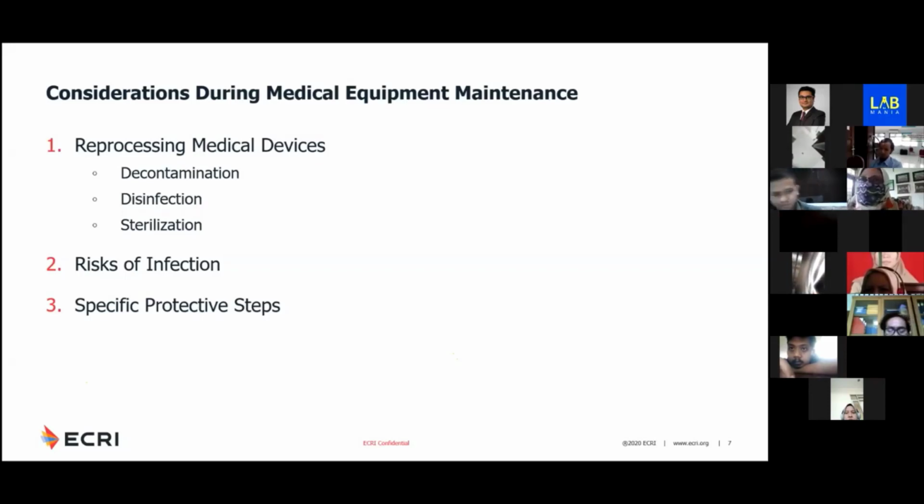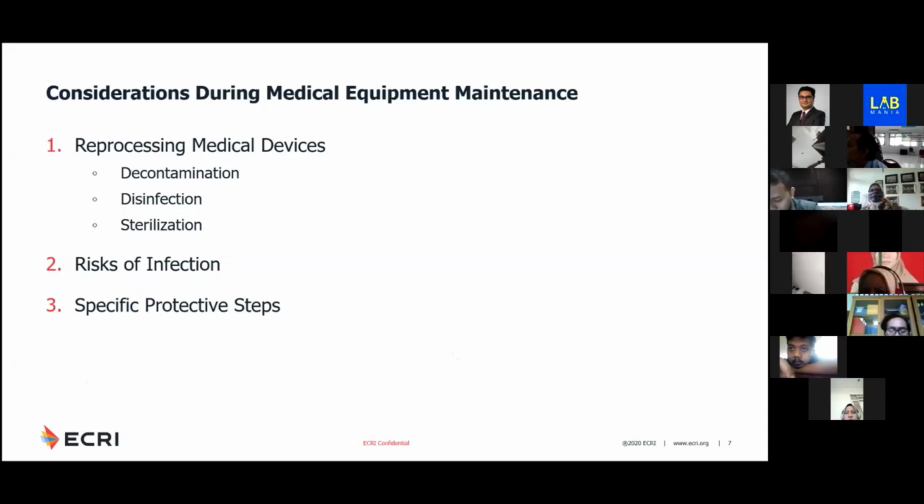So the choice of reprocessing medical device depends on a few factors, and sterilization is ultimately preferred, especially for devices which are used between one patient and another. But there are some medical equipment, of course, which you can't put in the steam sterilizer, for example your infusion pumps and your patient monitors and your beds.